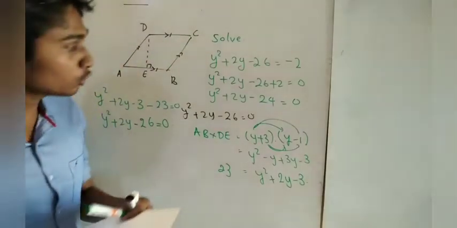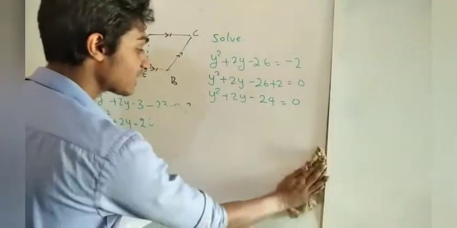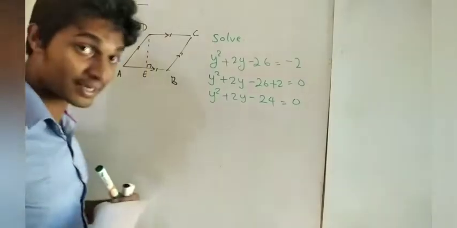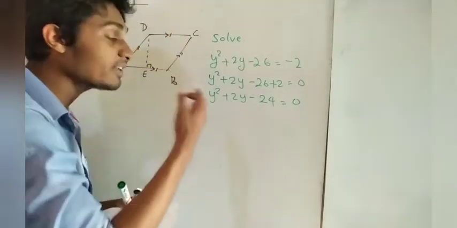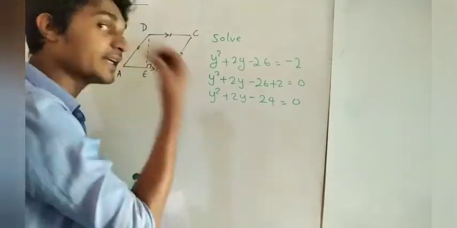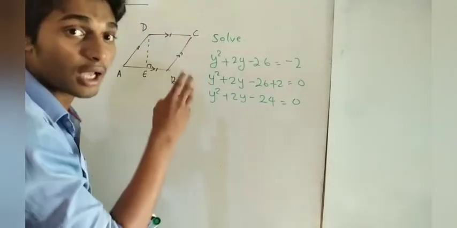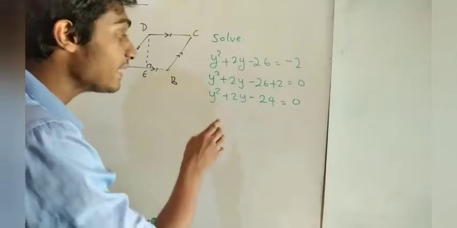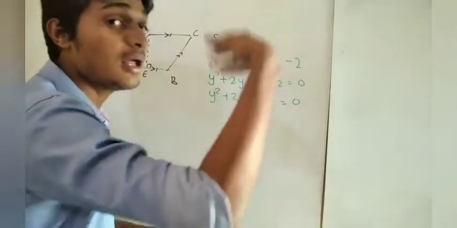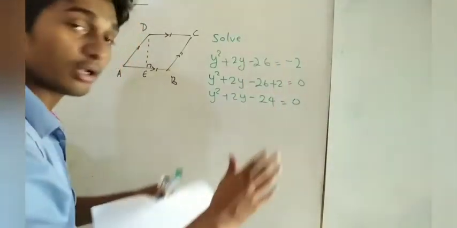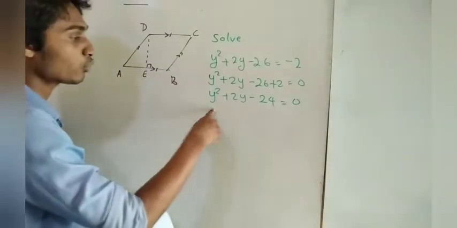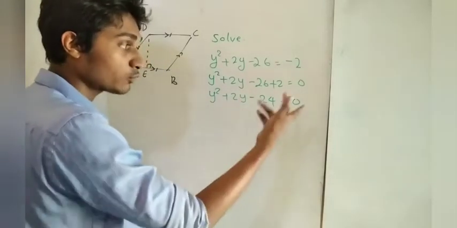Now, they are asking to solve this. They are not asking you to factorize, right? Factorization and solving a quadratic equation like this are two different stories. So we will initially factorize this, and then we will somehow solve this equation. So y squared plus 2y minus 24 equal to 0.